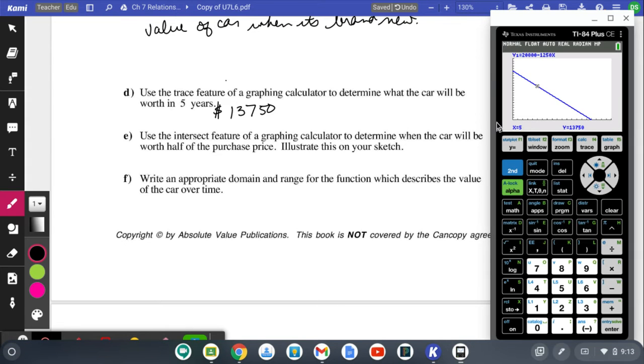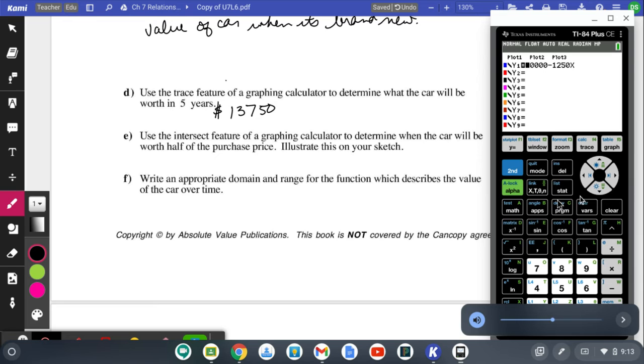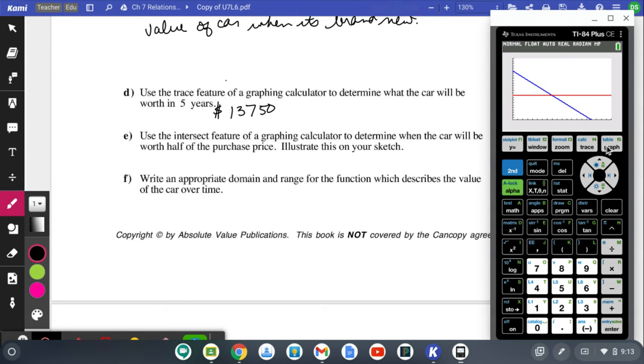How do you do this? Y equals 10,000 on your second line. Right? Do it. Tell me what you get. We have somebody says 8 years. Somebody else agrees. 8 years. So 8 years.